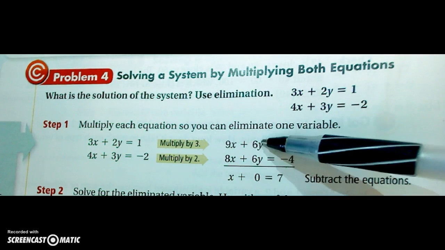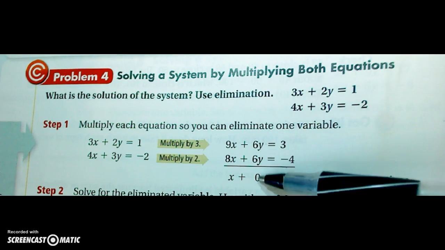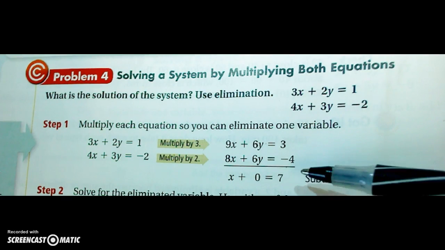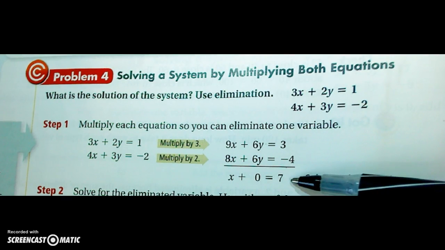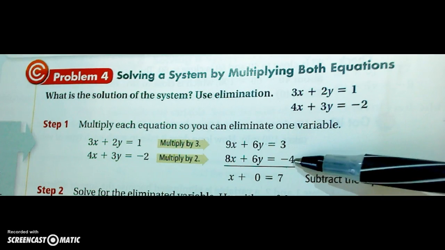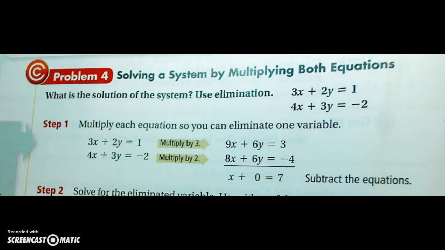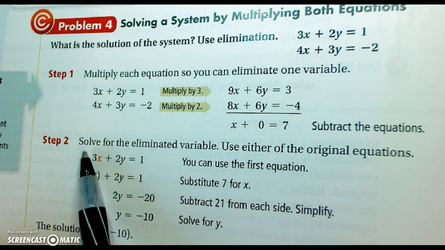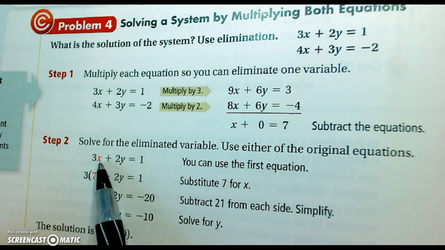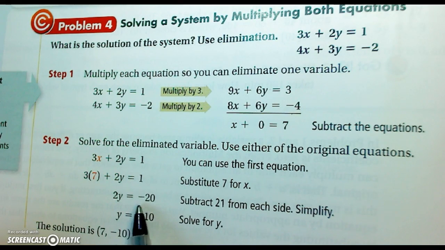Now we're going to subtract this equation to get this to eliminate. So 9 minus 8 is 1x. So it's real easy. x equals 7. Be careful here because we're subtracting. So 3 take away a -4 is the same as adding. So we end up at 7. Solve for the eliminated variable. So we substitute in 7 for x. We divide by 2, and y is equal to -10. So our ordered pair is (7, -10).